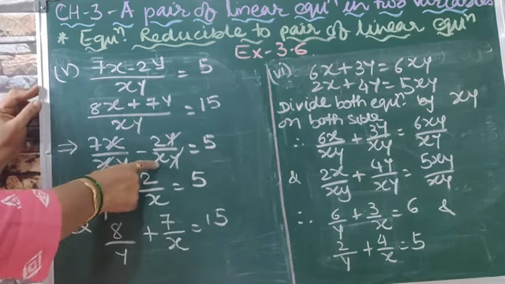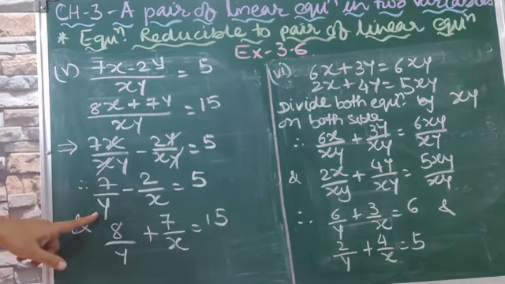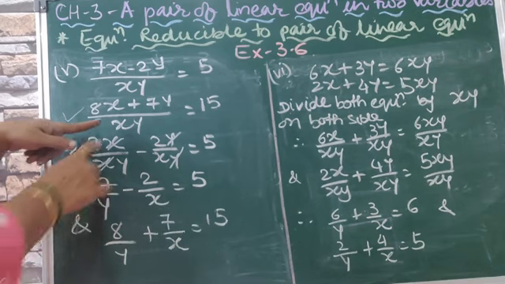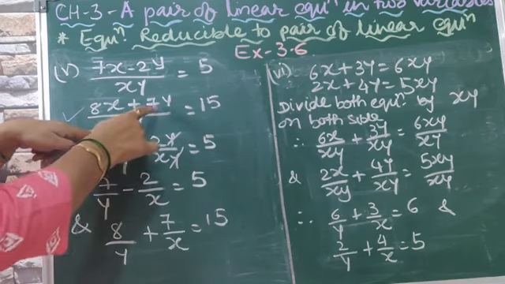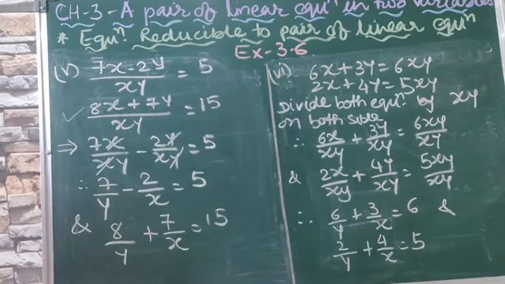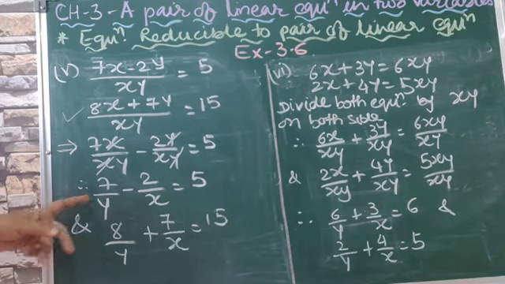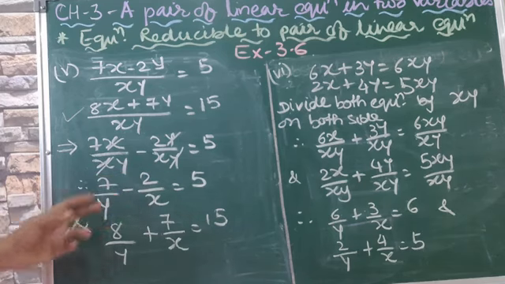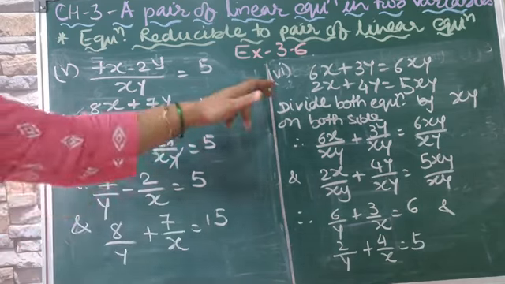If I do it like this, the common y and x will cancel out, and finally I get 7/y - 2/x = 5. If I do similarly with this one, x cancels out, y cancels out, so 7/x = 15. Now, as you know, we have done this type of example just now, and therefore you can do this by taking 1/y = a and 1/x = b, or vice versa. You can do it yourself after this. Is it clear? Now go to the next.